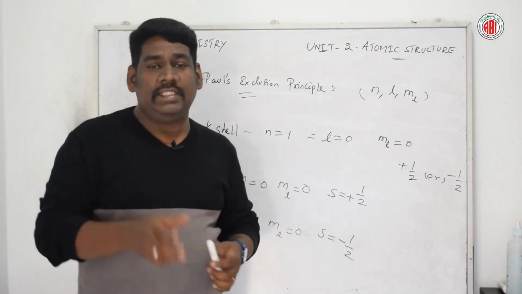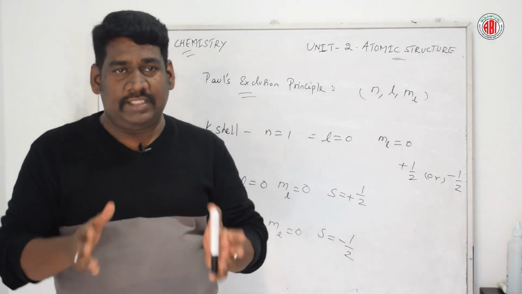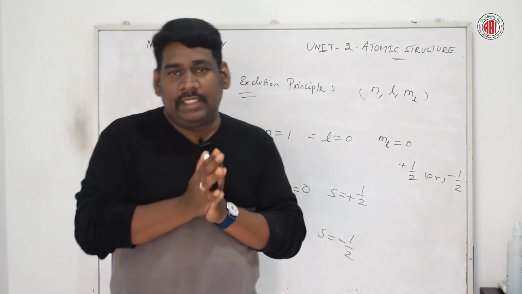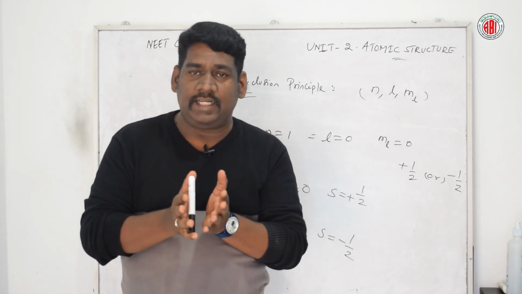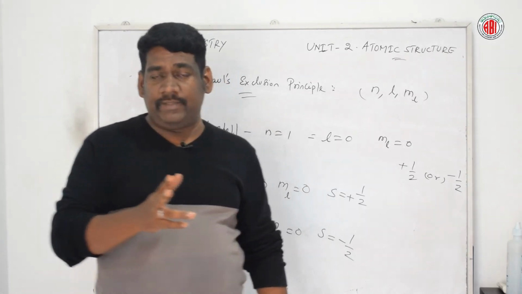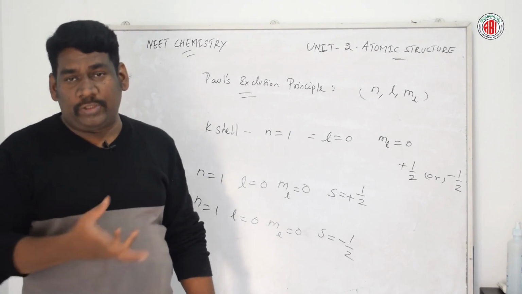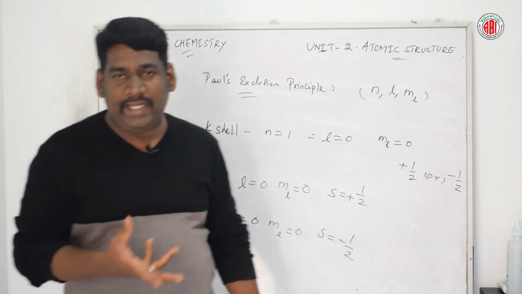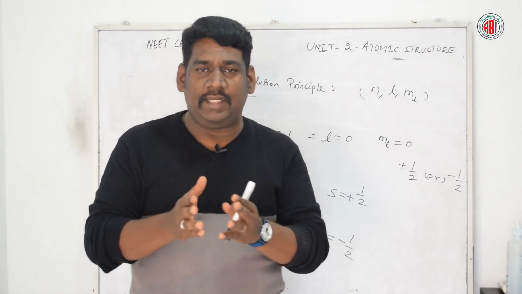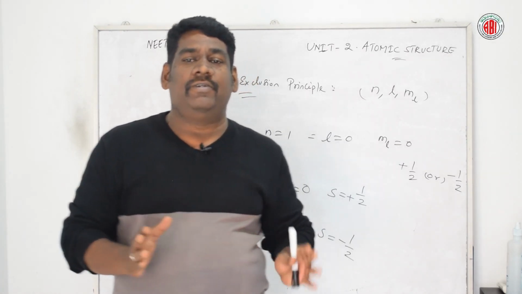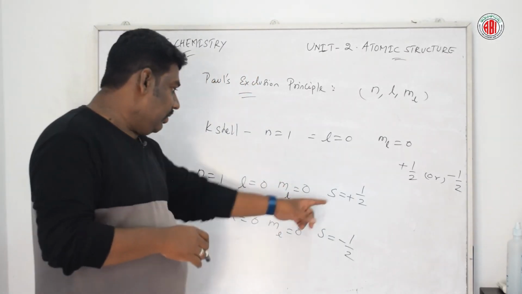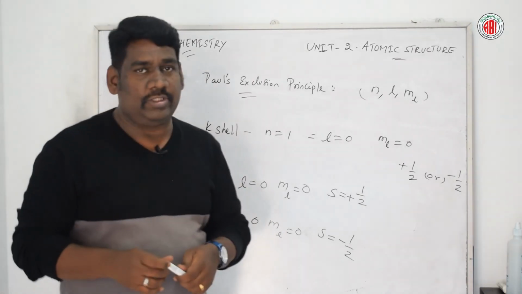Okay. So this is about Pauli's exclusion principle. This leads to a conclusion that an orbital can have a maximum of 2 electrons, and Pauli's exclusion principle also explains that an orbital can contain a maximum of 2 electrons. So this is about the Pauli's exclusion principle.